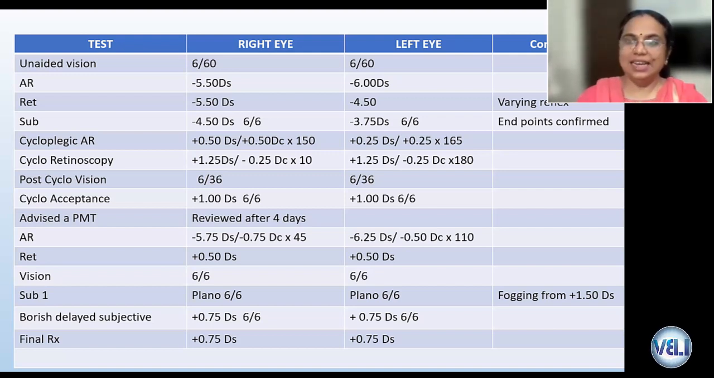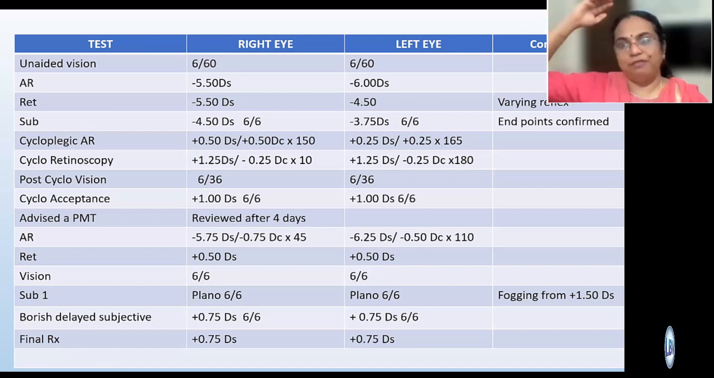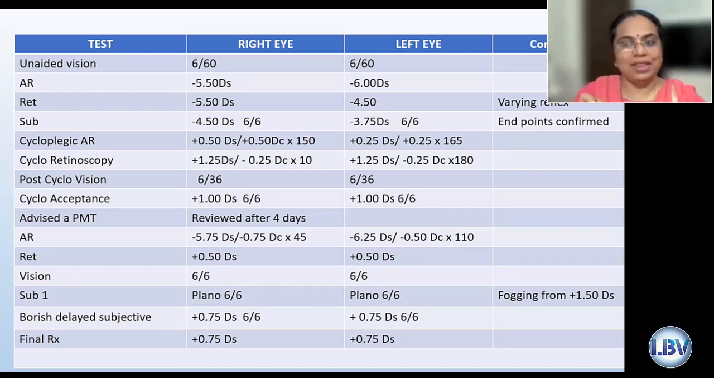But considering the previous history where the refraction changed from minus 5.5 to plus 1, and the patient said that he had difficulty with blurring of distance vision after reading for a little while, what I really felt was I should see whether I can push a little plus. So that's when I did the Borish delayed subjective. Patient accepted plus 0.75 in both eyes.